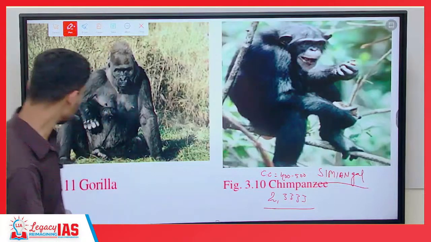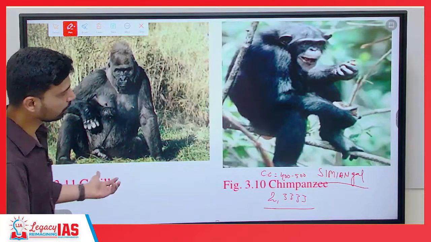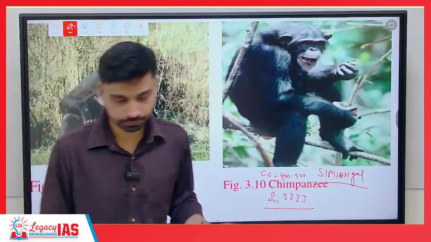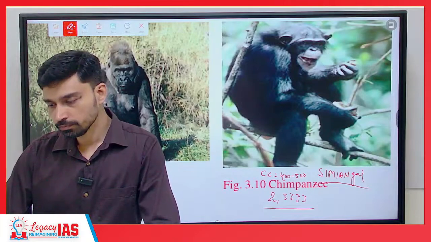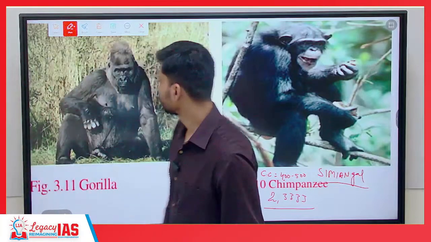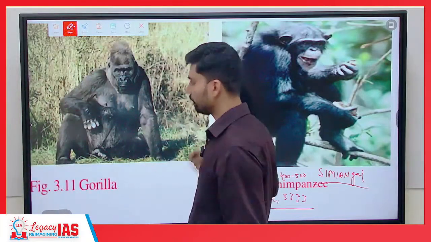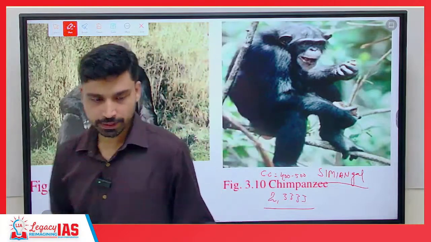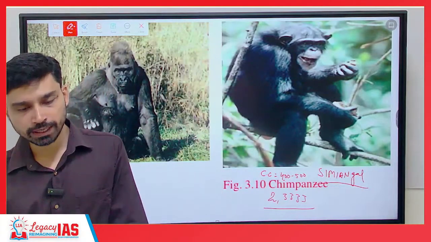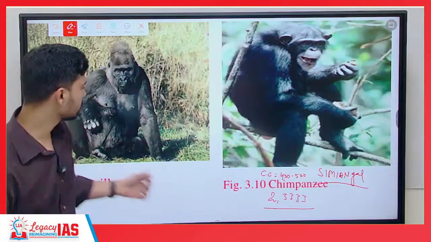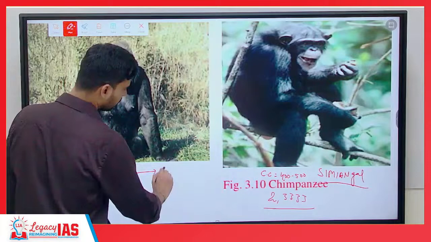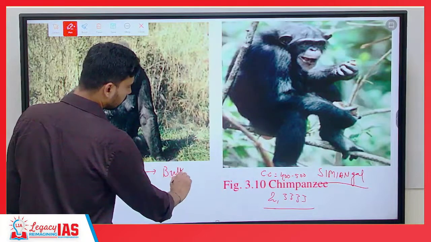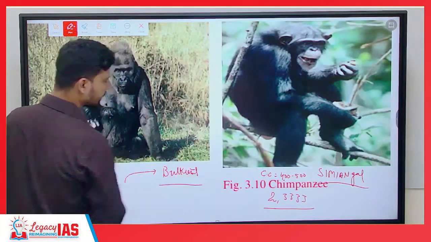And the last primate that we have to talk about is the gorilla. Okay, gorilla. So gorilla, as we can see, out of all the primates, is the bulkiest one. This is the first important point we can write here: out of all the primates, gorilla is the bulkiest.